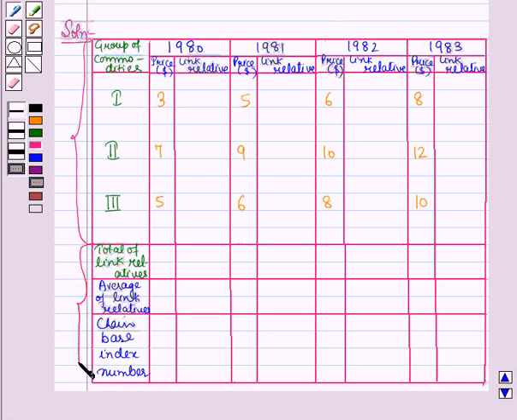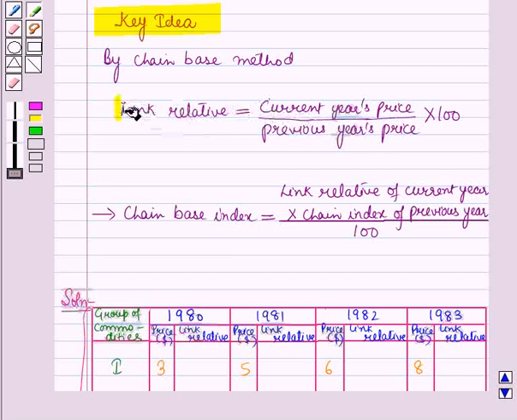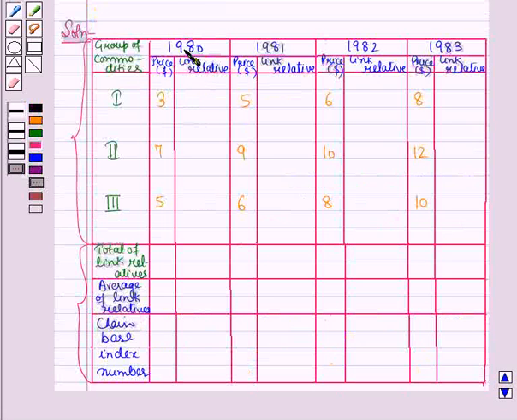Then in the next part, we will find the total of the link relatives, and after this we will find the average of the link relatives, and then we will find the chain-based index numbers. Now for calculating the link relatives, we will use the result given in the key idea. The year 1980 is the first year, so it will be the base year for itself. Therefore, the link relative for group 1 will be equal to the current year's price, that is 3, over the previous year's price, that is also 3, into 100. So this will be equal to 100. For group 2, the link relative is 7 upon 7 into 100, which is 100. And for group 3, it is 5 upon 5 into 100, which is also 100.